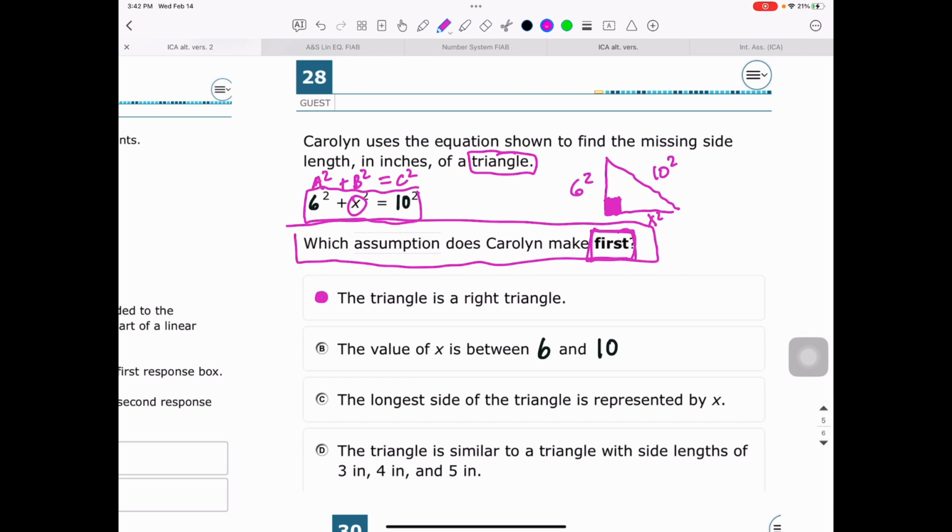It only works on that. It does not work on a triangle like this. You can't use that equation. It has to be a perfectly right triangle.